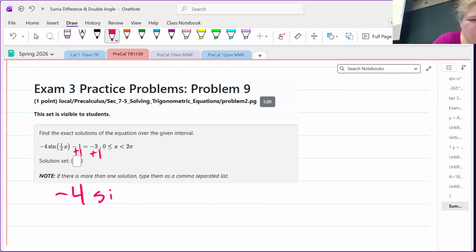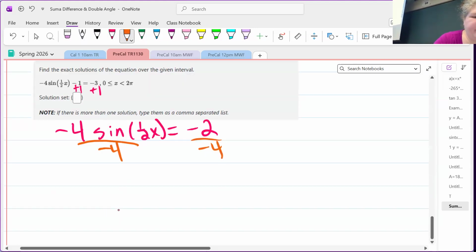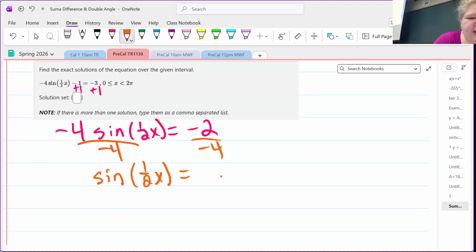So I have -4 sine of 1/2 x equals -2. And then I divide by the -4. I have the sine of 1/2 x equals positive 1/2.